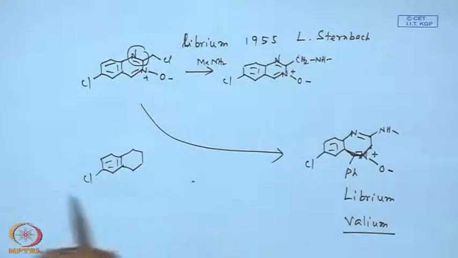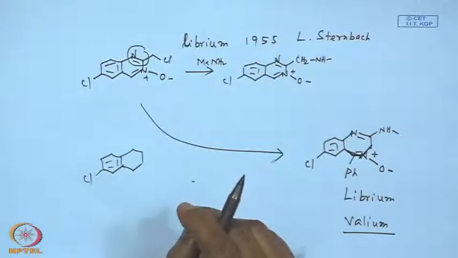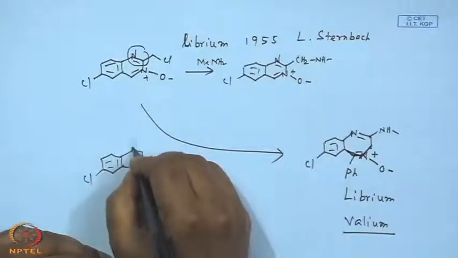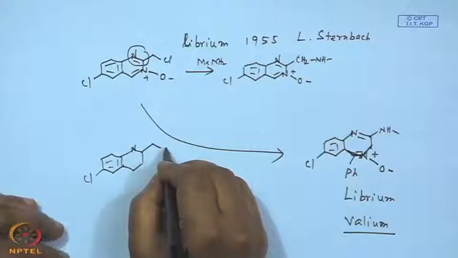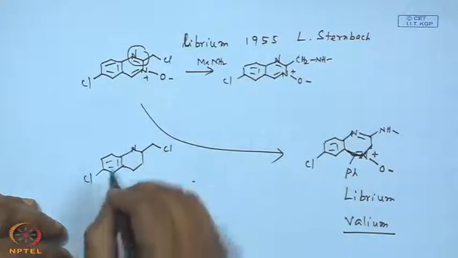We talked about the synthesis of cinnolines, phthalazine, quinoxaline, and quinazolines. What is it? Quinazolines. So, quinazoline N-oxide. There are two possibilities. The amine nitrogen could have displaced this, but it did not displace.